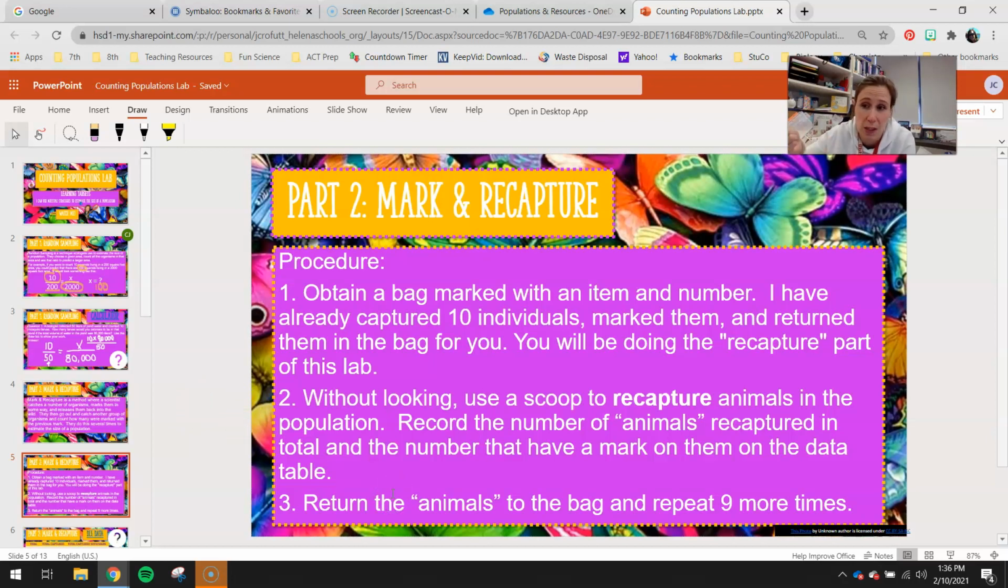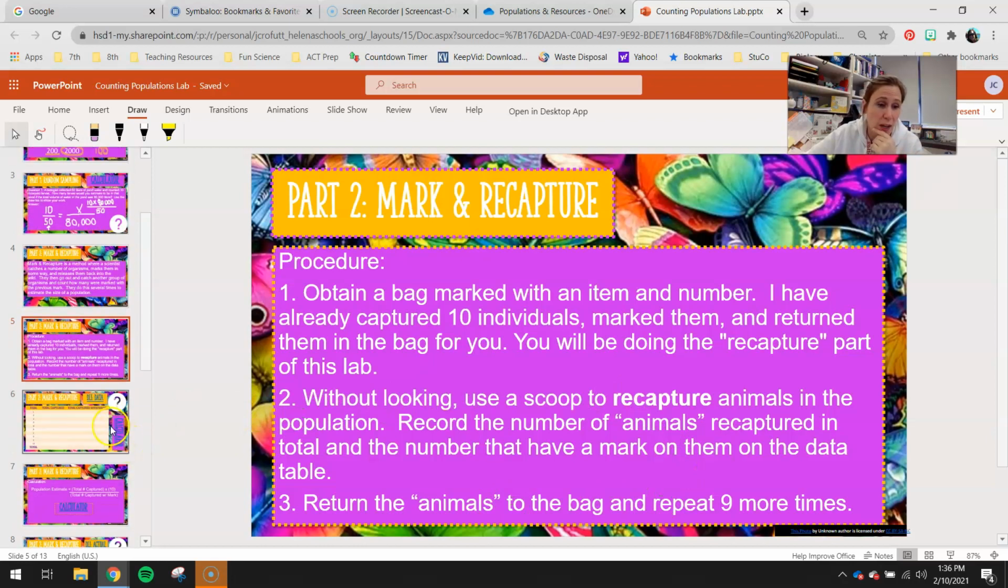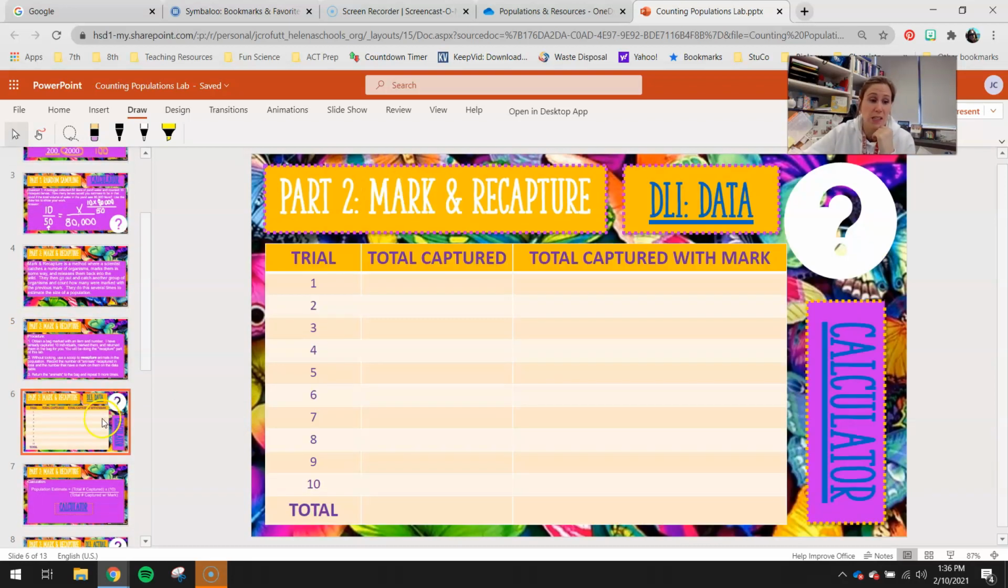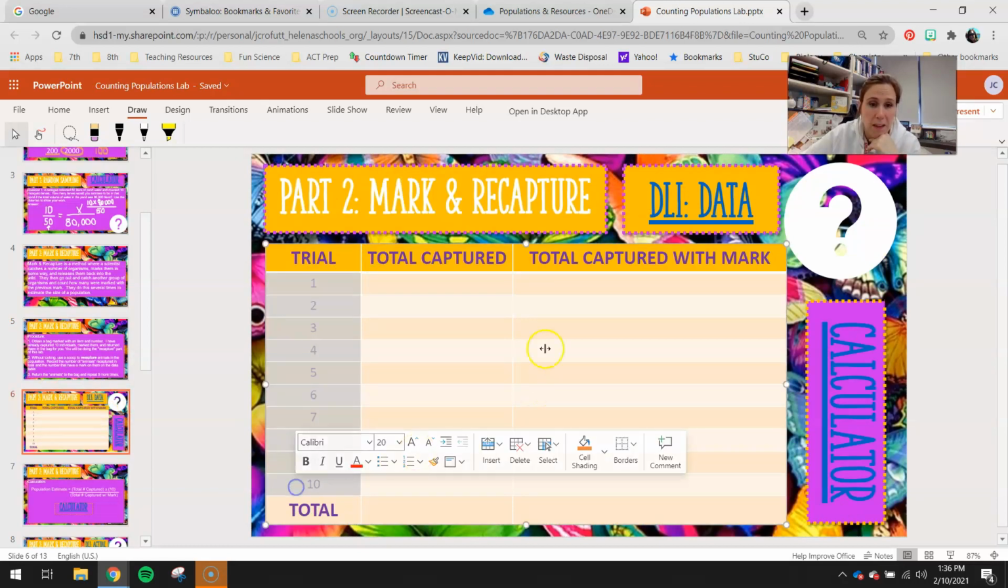You are going to see me scoop in and take out a random sample of those individuals in that population, count how many total individuals I caught, and then how many of those were previously marked. Then you will record all of that on the next data table. I return the animals, or in this case the tokens, and do that 9 more times, so you have a total of 10 trials. This is where you will collect your data on slide 6. You can see 10 trials here.